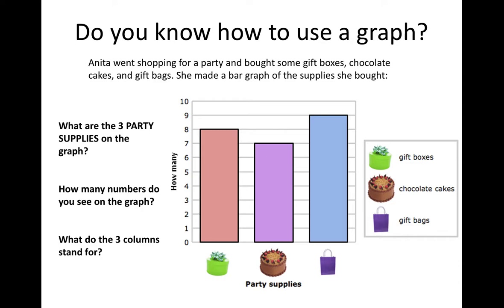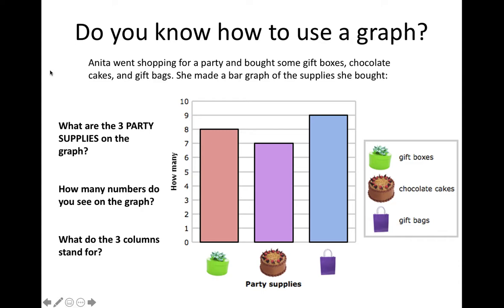So we're going to go on to a new example, but we're still talking about bar graphs. So each time you see these rectangles, you can think of them as bars, and that is the clue right away that you know what type of graph this is. It's a bar graph. So it says, Anita went shopping for a party and bought some gift boxes, chocolate cakes, and gift bags. She made a bar graph of the supplies that she bought.